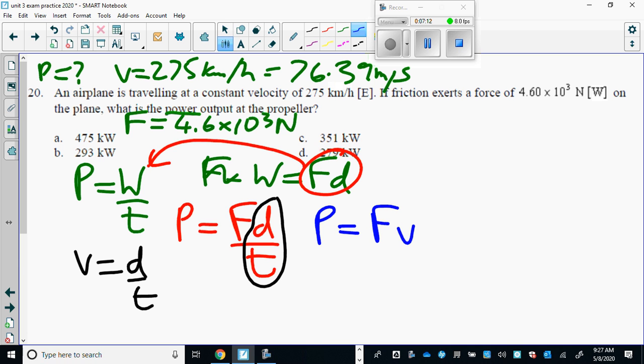And once you've figured that out, then it's just a matter of multiplying those two numbers together. So we have that times 4.6 E3 equals 351.389 watts, which is going to be 351 kilowatts. So the answer is C.